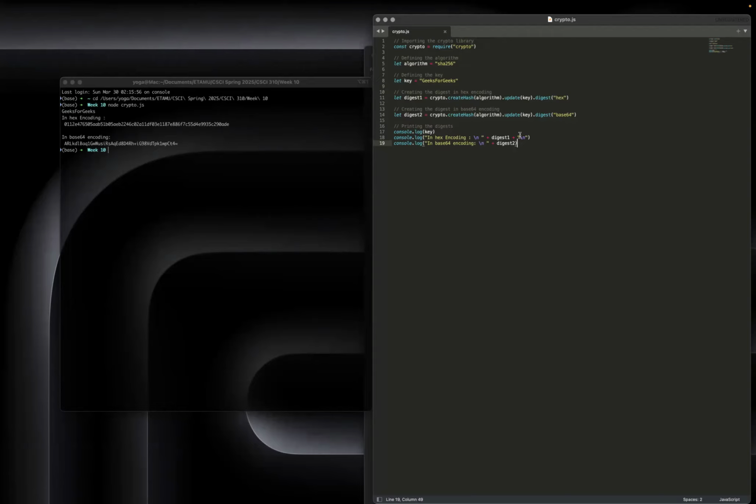You can try importing the crypto library, which can help you, and then define the algorithm. If you want to use it, you just use crypto, create a hash, pass in which algorithm you're going to use, and call update with the key, and then digest it with different types of output. This may be hex encoding or base64 encoding. Either way, you can save your ciphertext.